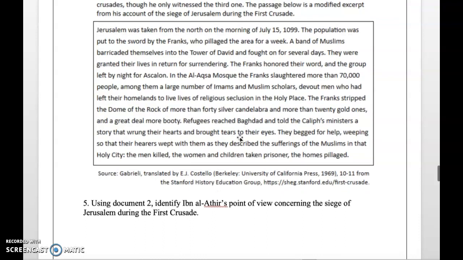Refugees reached Baghdad and told the caliph's ministers a story that wrung their hearts and brought tears to their eyes. They begged for help, weeping so that their hearers wept with them as they described the sufferings of the Muslims in that holy city. The men killed, the women and children taken prisoners, and the homes pillaged.